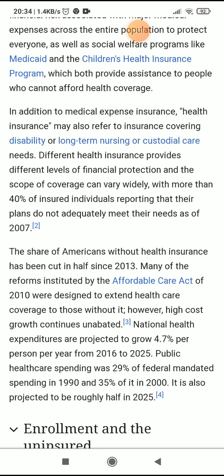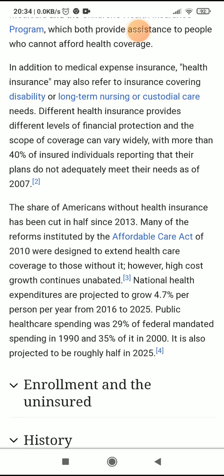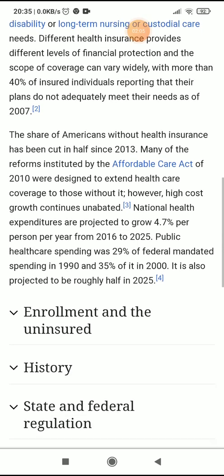Many of the reforms instituted by the Affordable Care Act of 2010 were designed to extend health care coverage to those without it. However, high cost growth continues unabated. National health expenditures are projected to grow 4.7% per year from 2016 to 2025. Public healthcare spending was 29% of federally mandated spending in 1990 and 35% of it in 2000. It is also projected to be roughly half in 2025.